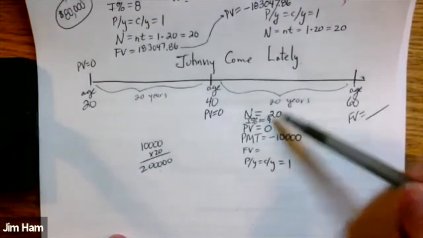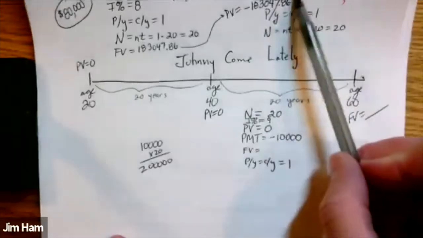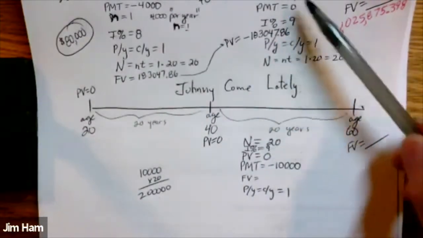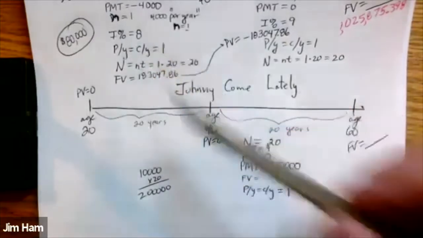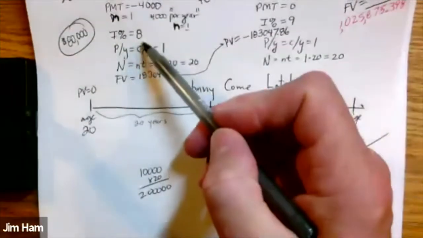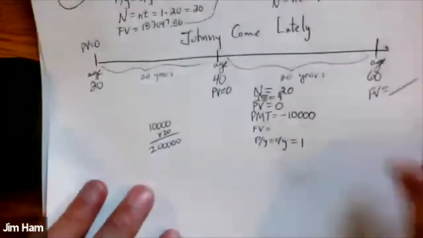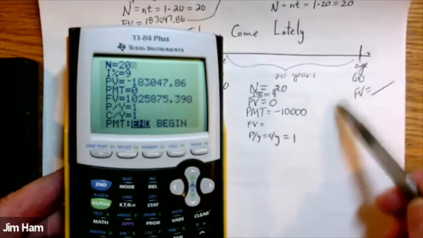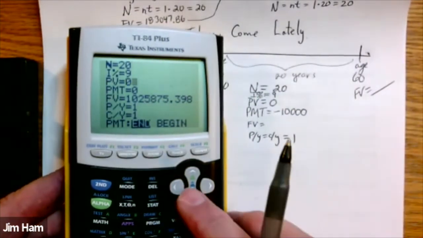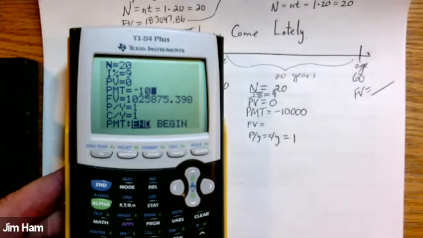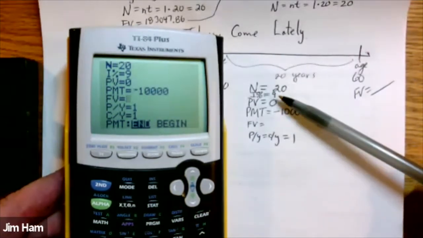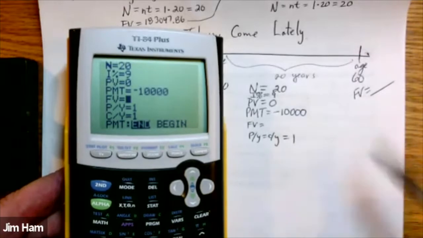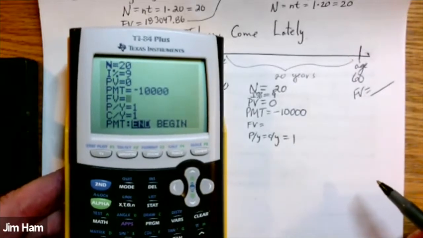It's 9 because apparently in these last 20 years, the going interest rate was 9. So Johnny on the Spot got that same 9, and he only got 8 back here. Had he gotten 9 back here, then this amount would even be higher. All right, let's figure out in those 20 years how much Johnny Come Lately will have. Start with 0, invest $10,000: 20, 9, 0, negative 10,000, and we want to calculate how much he'll have in the future when he turns 60 and gets ready to retire.